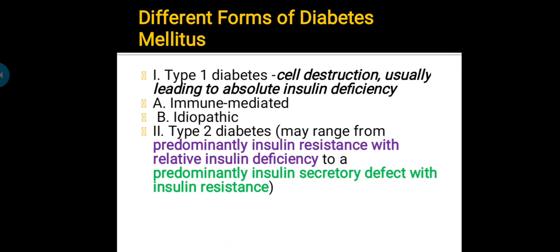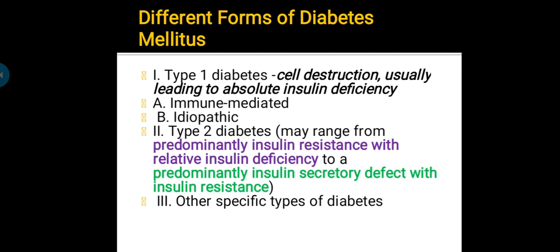Whereas type 2 diabetes is predominantly an insulin action defect. It may range from predominantly insulin resistance with relative insulin deficiency, and ultimately, if it runs a long course, to a predominantly insulin secretory defect with insulin resistance. Initially it starts with insulin resistance with some relative insulin deficiency. Relative insulin deficiency means the insulin level is normal initially, but it cannot act properly. That's why there is resistance, and that's why there is hyperglycemia. But ultimately, as the disease progresses, there is also a secretory defect as well as insulin resistance.